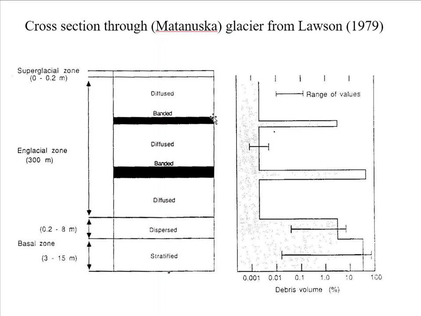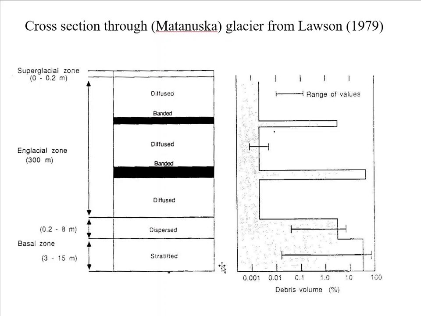But then in these occasional layers, banded facies, we get much higher debris concentrations of maybe 1, 2 or 3%. So we have layers where there's a greater amount of dust. This information about debris content also gives you a clue about what's different about the basal zone.